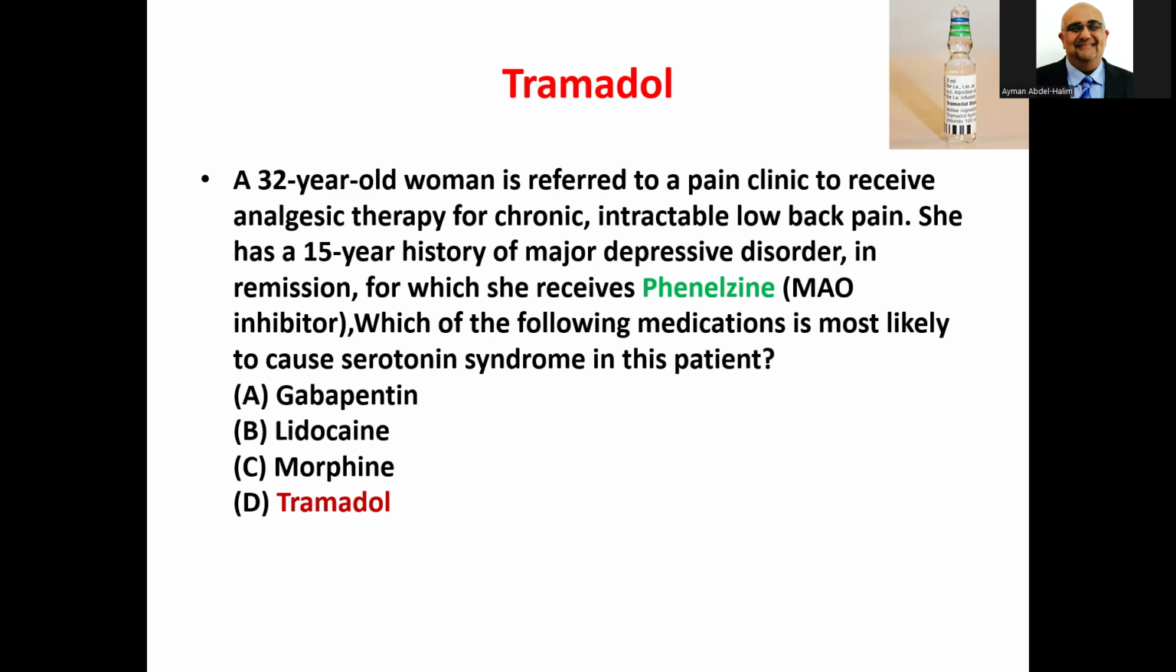It's tramadol. Why? Because tramadol inhibits the reuptake of norepinephrine and serotonin. It has a dual action, inhibiting the reuptake of the catecholamines, norepinephrine and serotonin. Also, it's a mu agonist. Okay, so that's why it interacts with MAO inhibitors, and it can cause serotonergic syndrome.